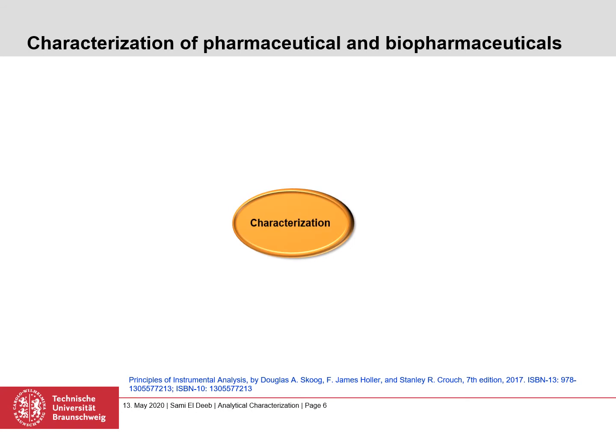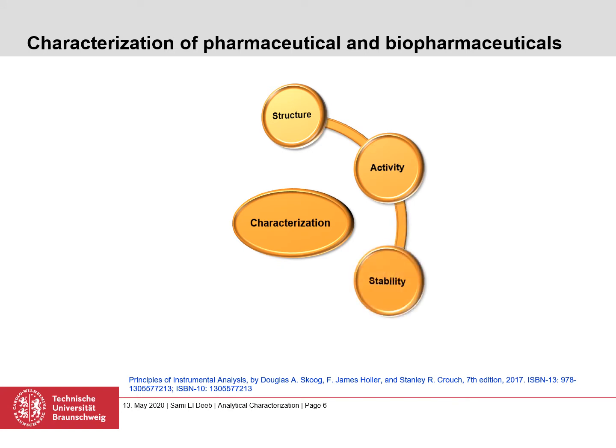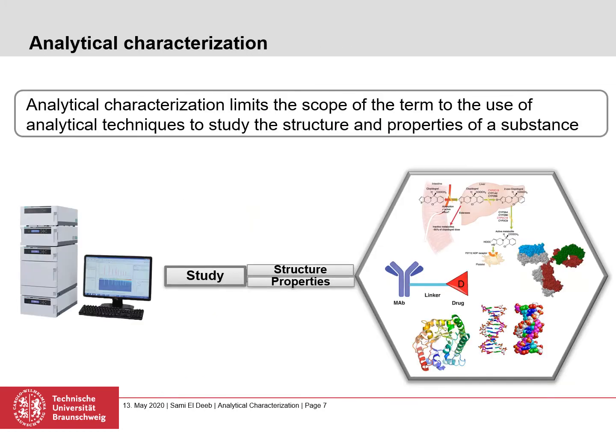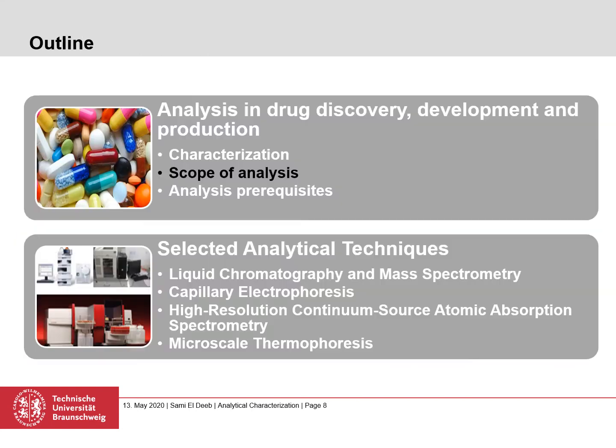So first, about characterization. Characterization as a general term refers to the study of drug structure, activity, stability, potency, behavior in formulation, and behavior in vivo. When we are speaking about analytical characterization, then we restrict the term to the use of analytical methods to study the structure and properties of a substance.